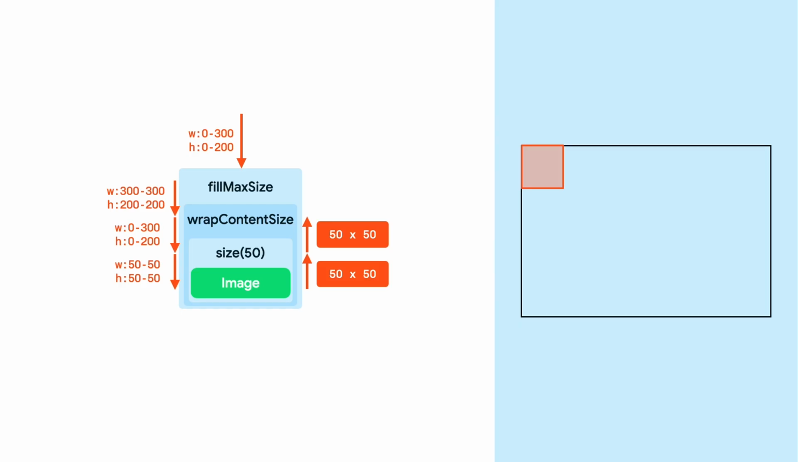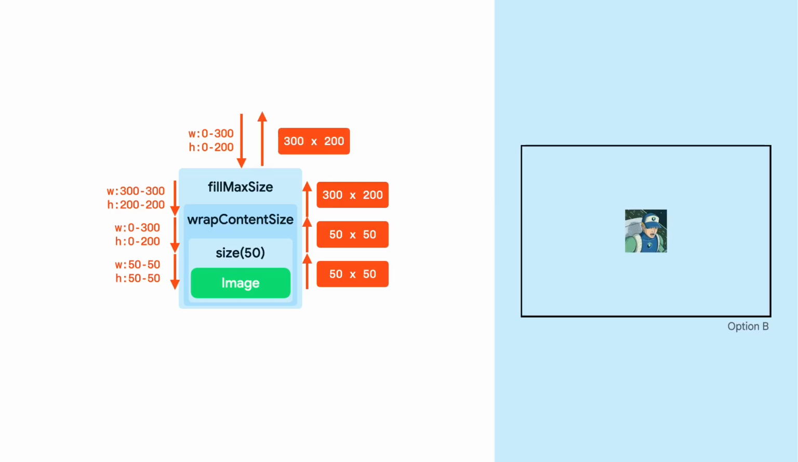Now, the wrapContentSize has a special property. It takes its child and puts it in the center of the available minimum bounds that were passed to it. The size it communicates to its parents is thus equal to those minimum bounds that were passed into it. By combining just these three modifiers, we were able to define a size for our composable and center it in its parent. Option B is the right answer.